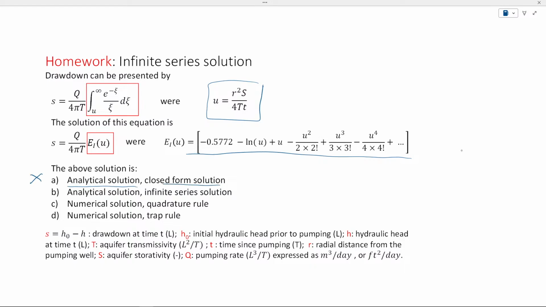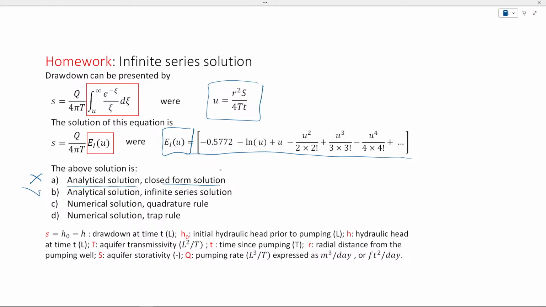So this is wrong. Analytical solution, infinite series solution, yes. This is an analytical solution, it's an infinite series, you see here. Numerical solution, quadratic rule. No, we can solve this numerically, but in that case here, we're not solving it numerically. We are solving it here analytically. We are not solving it numerically.